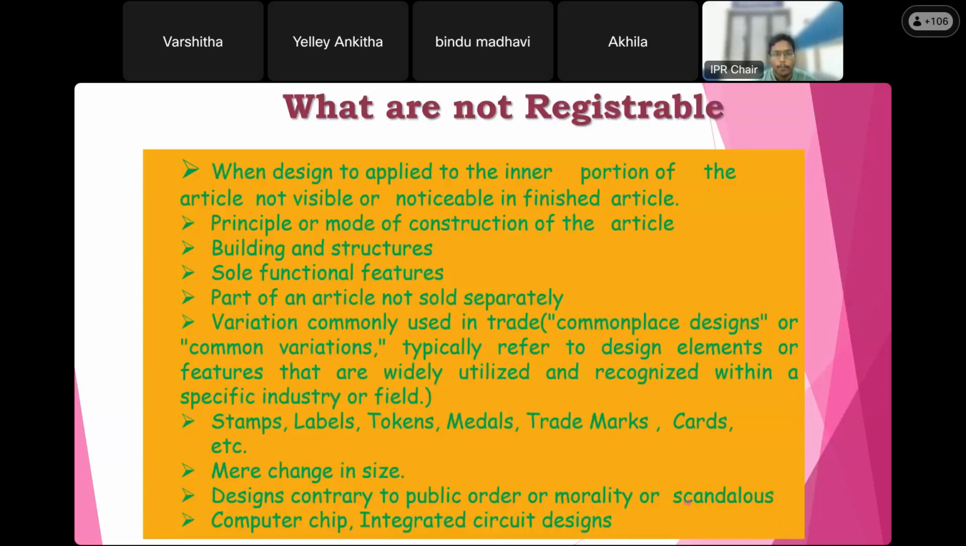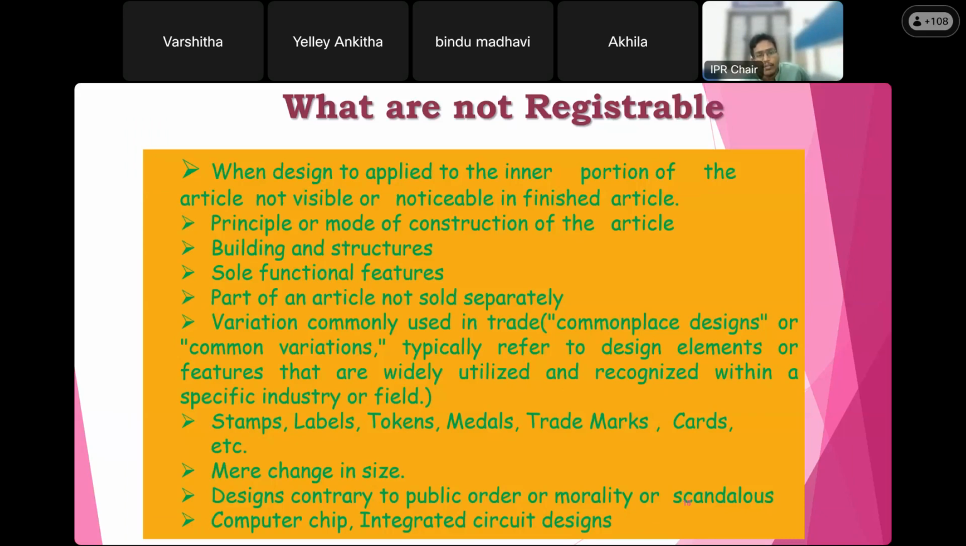So, when a design applies to the inner portion, these are exclusions. When a design applies to the inner portion of the article, not visible or noticeable in the finished article, you cannot ask for something which is inside the article or which is not visible. For example, the inside of a pot: if any design is there, you cannot ask for design registration for that, because it is inside. One cannot see it.